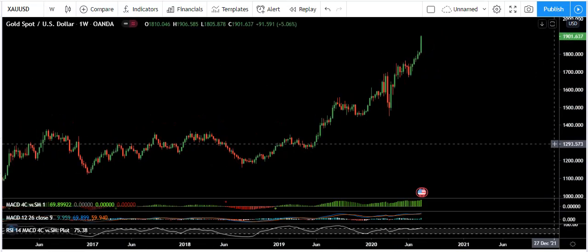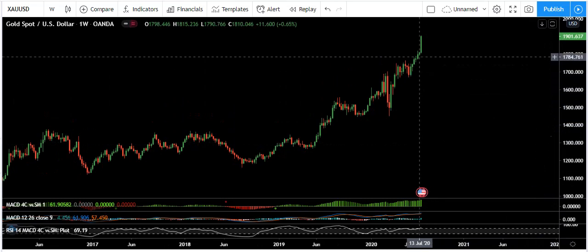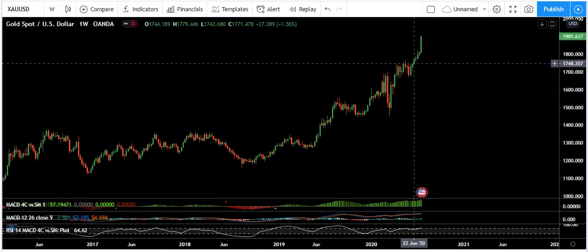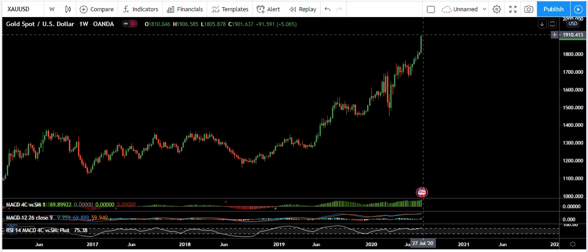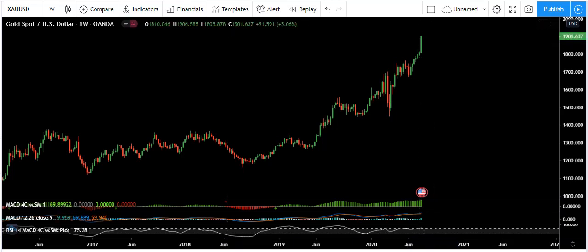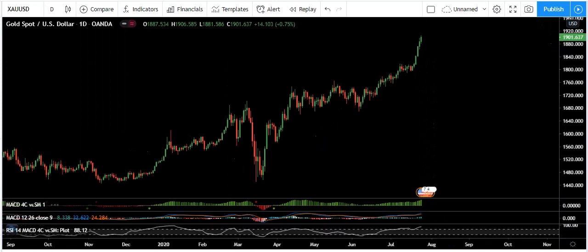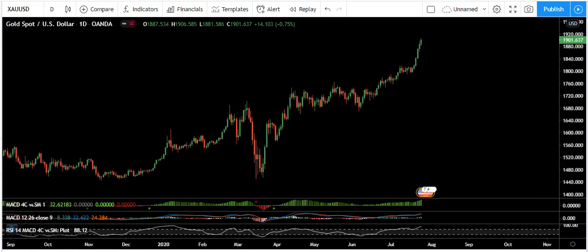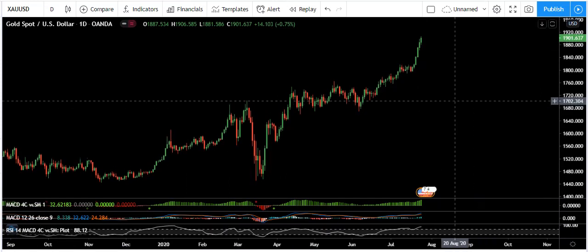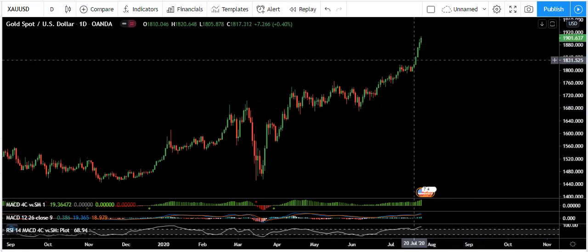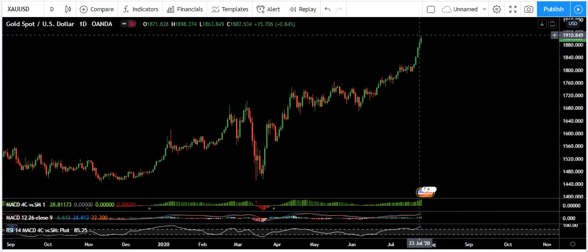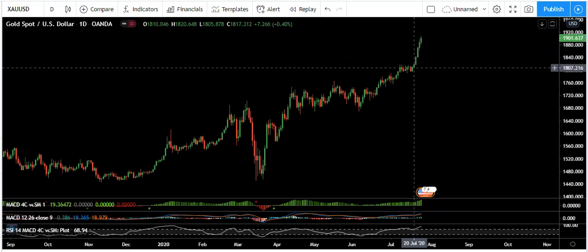Okay, based on the weekly chart you can also see the price is moving quite sharply, and what we can expect here is a correction. In this case we move to the daily chart. Alright, even based on the daily chart we don't have any trade setup, as we can see the price didn't move sharply for the last week.